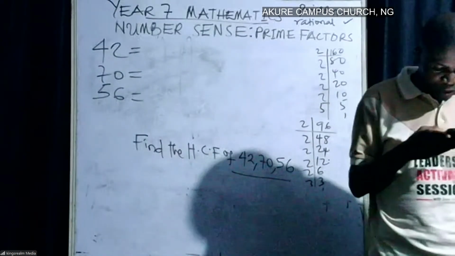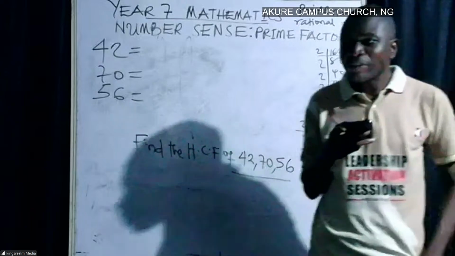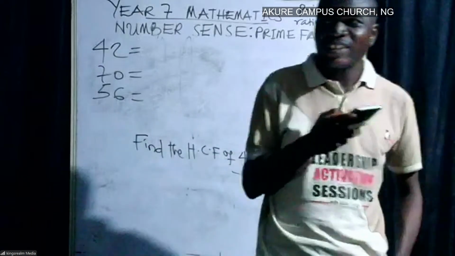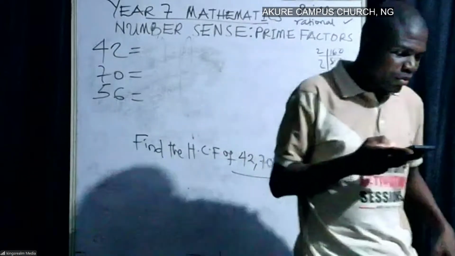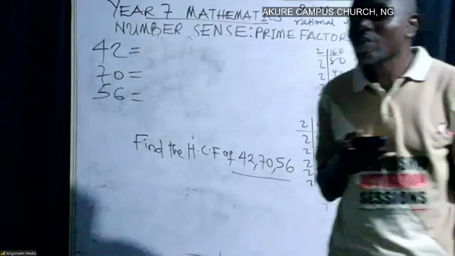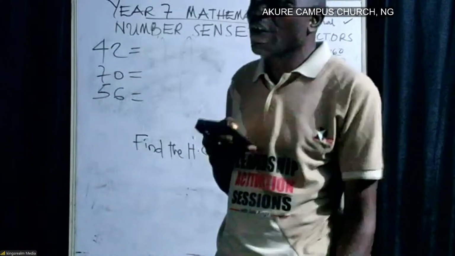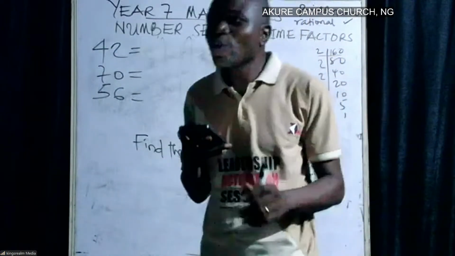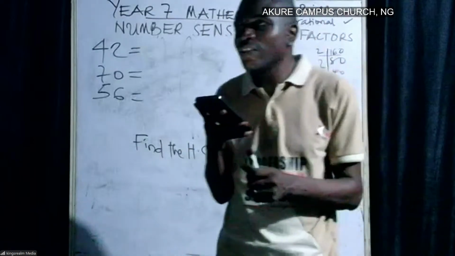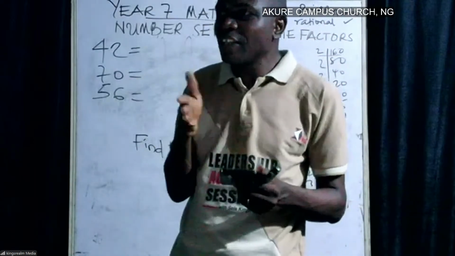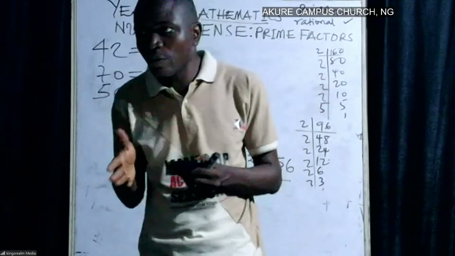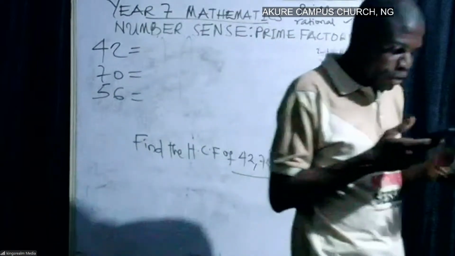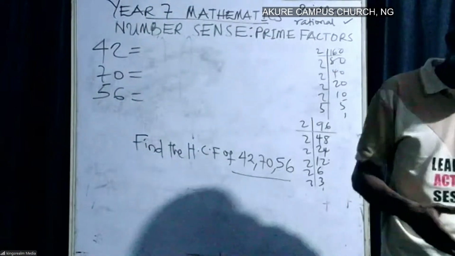Two times 7 will give you what? You got it. 2 times 7. So 2 times 7 will give you 14. So your final answer, HCF, is what? 14. Do you get it? So you should include 14 there. So you got it.